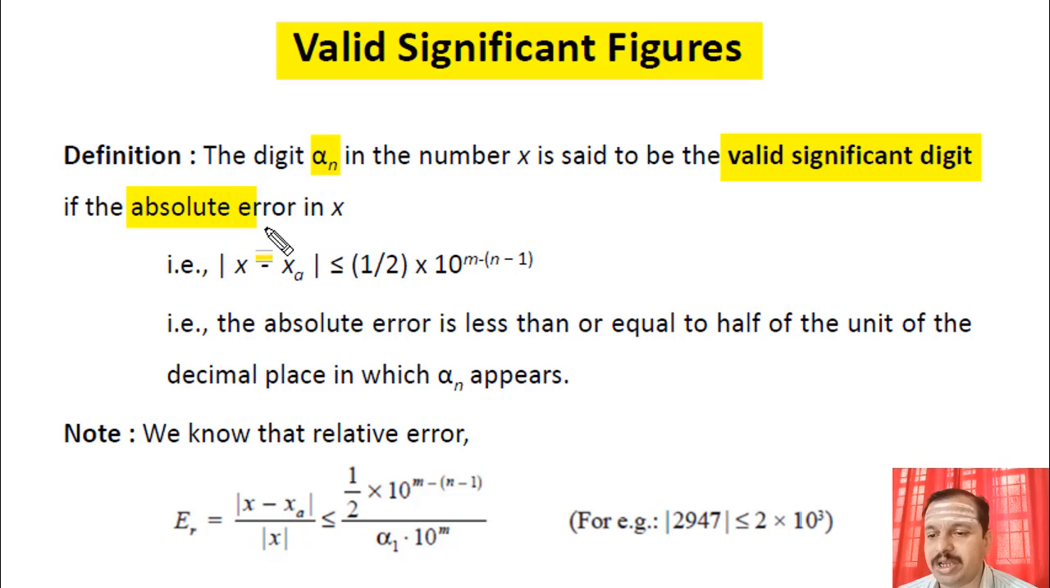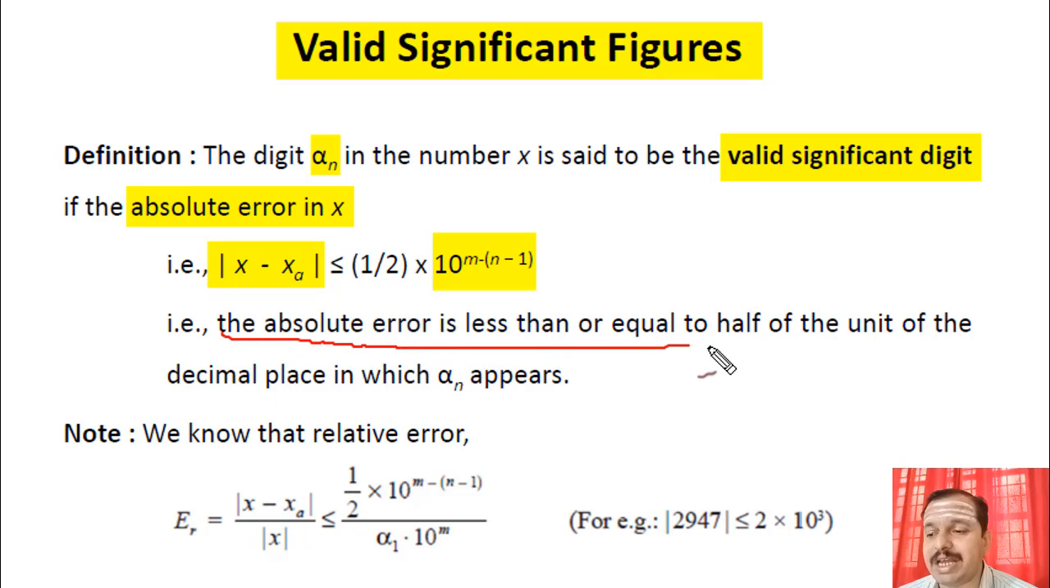You look at this condition. If the absolute error in x, we know that absolute error is the absolute value of x minus xa, this must be less than or equal to 1 by 2 into 10 to the power m minus n plus 1. This is very important. So what is the meaning of this? That is, the absolute error is less than or equal to half, 1 by 2 means half, of the unit of the decimal place in which the digit alpha n appears.